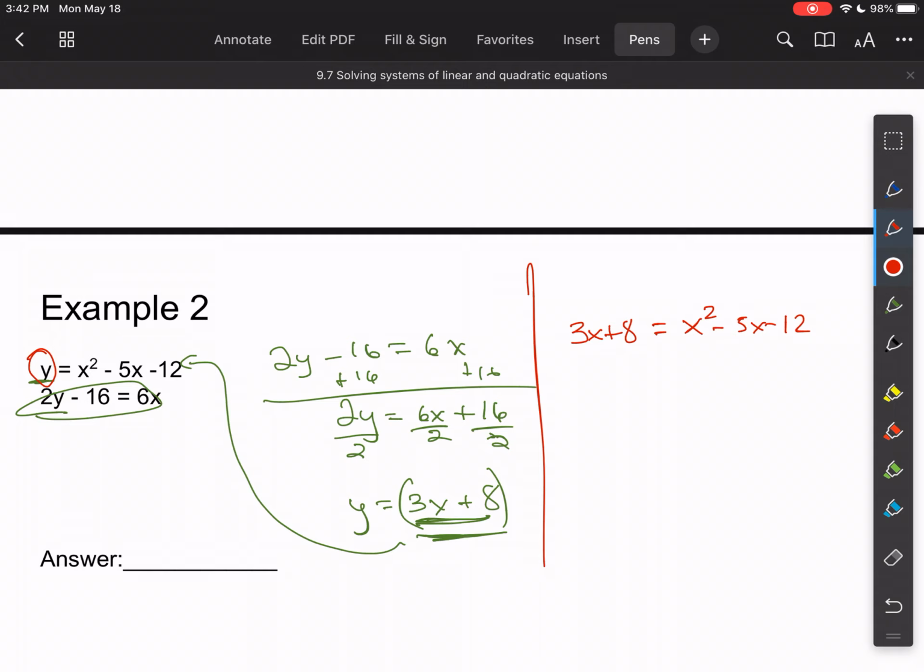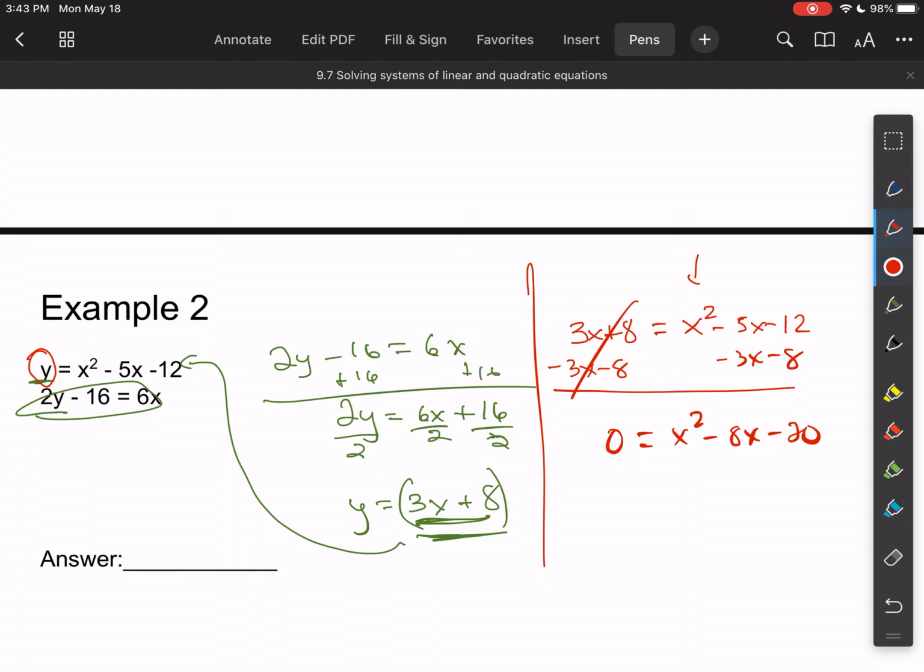Now I'm going to solve this. I'm going to combine like terms, and this is a quadratic, so I'm going to be factoring at some point. Let's combine like terms. Let's subtract 3x and 8 from both sides. That makes this go to 0. And over here we have x squared minus 8x minus 20. We just subtracted 3x and we subtracted 8 from both sides.